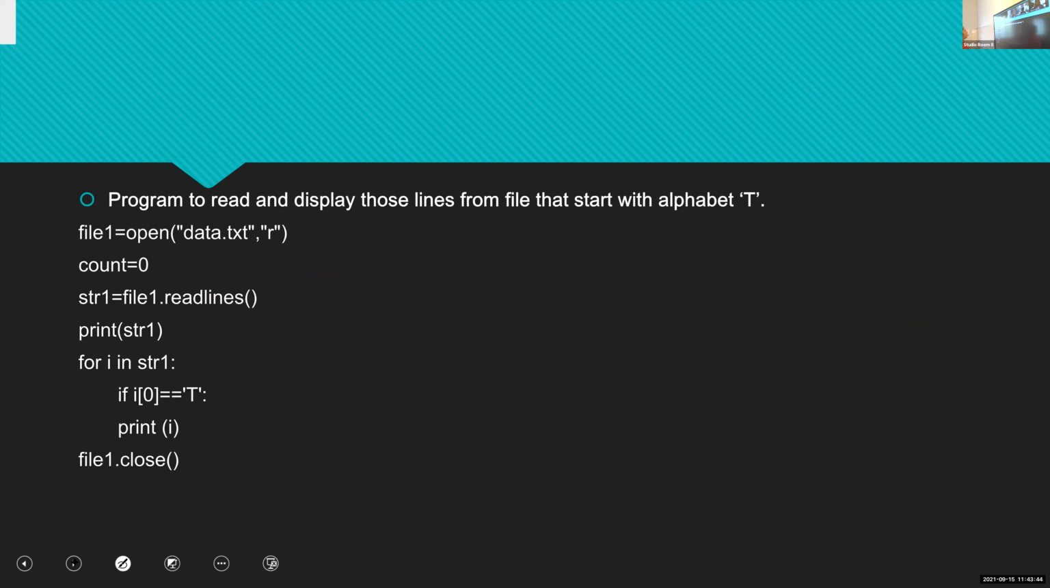So write the next program. Program to read and display those lines from file that start with alphabet T. This is not only for the lab program. You want to learn this program based on our term exam also. Based on case study questions, we have some questions like this. A program is there. From this program, we want to identify some questions.